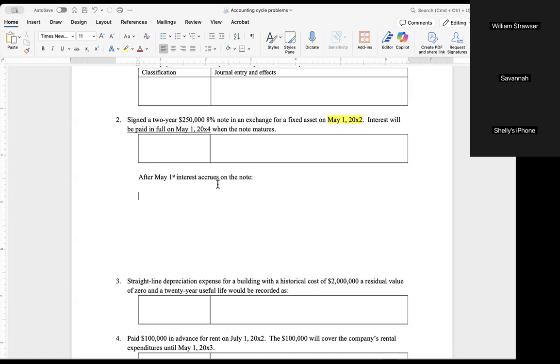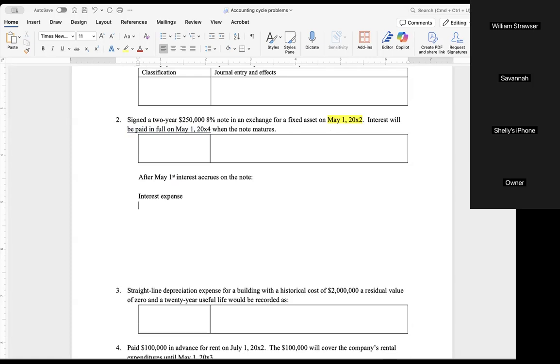Yes. Okay, great. So with that in mind, we want to debit interest expense. And if we are recording interest expense but not paying it, then what do we have to credit?